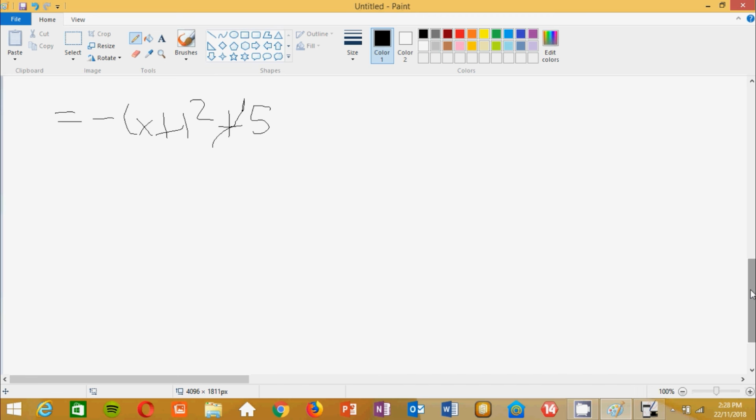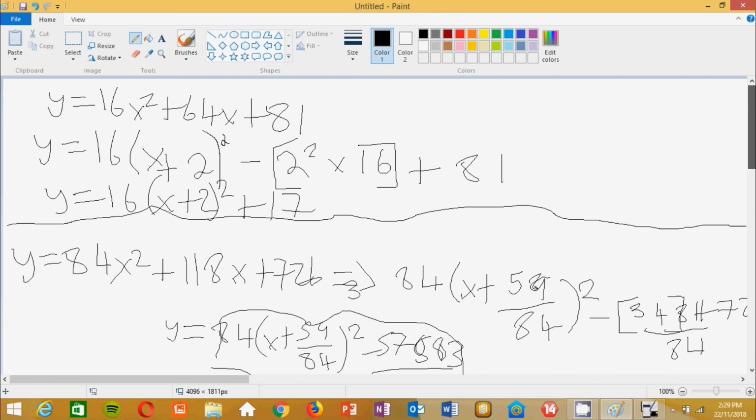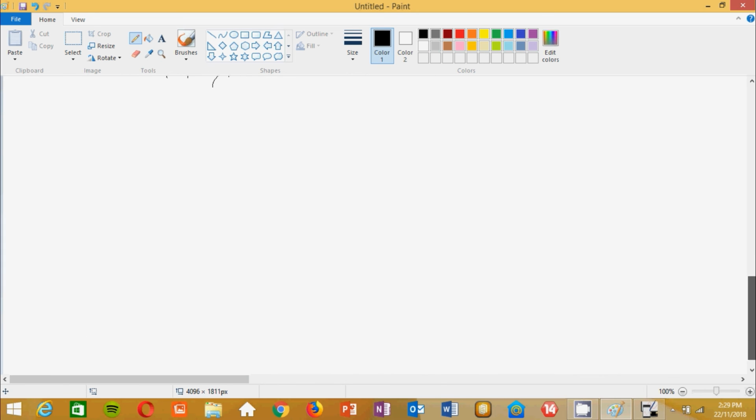This is going to lead us into the next part of the series, which is going to be sketching quadratic graphs. How do we sketch that? We need to know how to complete the square in order for us to sketch the graphs of quadratic equations.